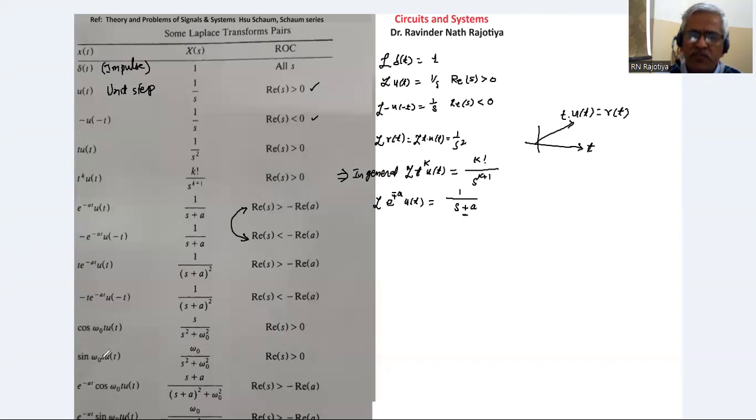Then if the same sines and the cosines are also multiplied by the e power of minus at, then in those cases the Laplace will be equal to, for the cosine, S plus A. As in the case of a simple cosine function, it was S over S square plus omega square. If you multiply it by e power of minus at, the Laplace will be S plus A over S plus A whole square plus omega square. And the last one is e power of minus at multiplied by the sine function. In that case, it is omega 0 upon S plus A whole square plus omega square.